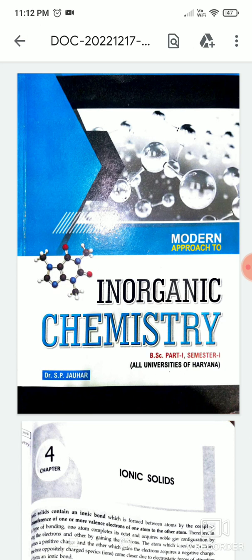Today, I, Jyoti of class BSc Chemistry Honours first year, is here to read a chapter from Inorganic Chemistry, and this is chapter number 4, Ionic Solids from Modern's book, and the author of this book is Dr. S.P. Johar.